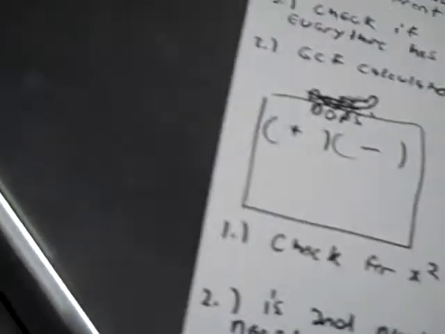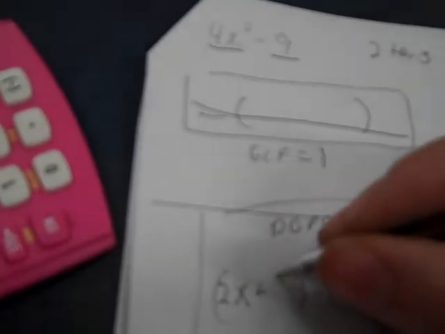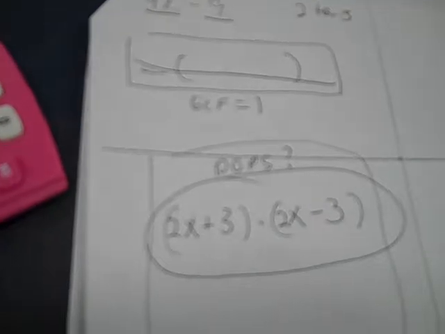Okay, now the difference of perfect squares again. Check for the x to the second. So I go look up, it's there. So I put x, x. Is the second number negative? Sure it is. 9's negative. Having a minus there means that number's negative. Now turn this paper over and see if the numbers are perfect. Well, 4 is, that's 2, 2. So 2x, 2x. And 9's my other number, and that can be written as 3 times 3. Okay, and there was no GCF, so this is my answer.